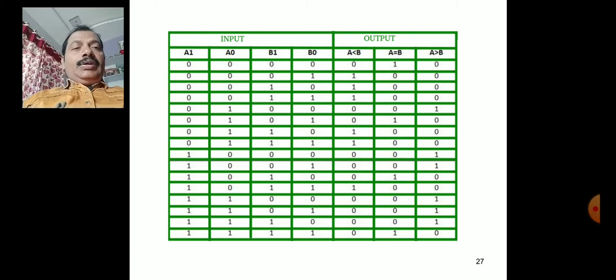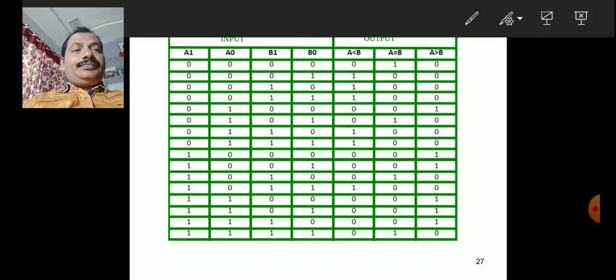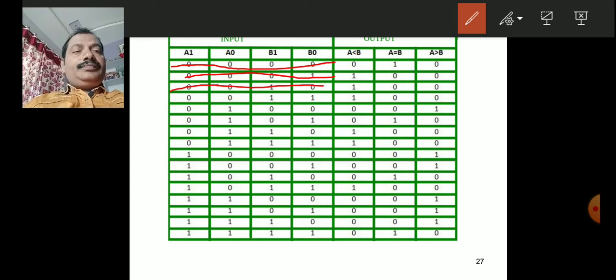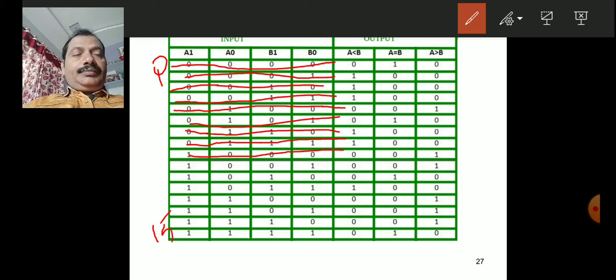Let us write the truth table of the 2-bit magnitude comparator. So now here because there are 4 inputs, you have to write the 16 combinations like this: 0 0 0 0, 0 0 0 1, 0 0 1 0, 0 0 1 1, 0 1 0 0, 0 1 0 1, 0 1 1 0, 0 1 1 1, next 1 0 0 0, like this 0, 1, 2 up to 15 numbers in decimal. So total 16 combinations you have to write for all the inputs.